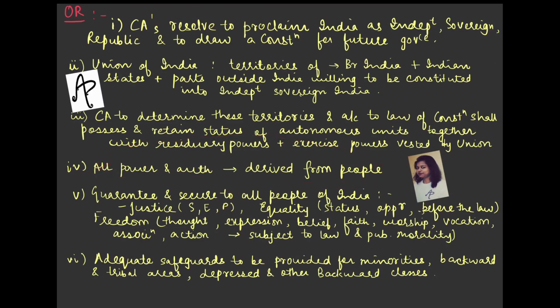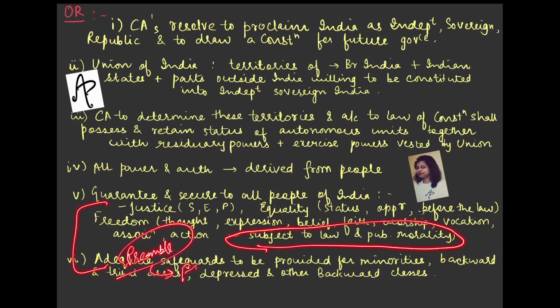resolution also wanted to. Also, the objective resolution talked about guaranteeing and securing to all the people of India, what all things? Justice, social, economic, political, equality of status, opportunity, equality before the law, freedom of thought, expression, belief, faith, worship, vocation, which means any job that you want to take up, association, action, etc. Subject to law and public morality. Now focus on these points. Many of these points you are anyway seeing in the preamble. And a couple of those things that you don't get in the preamble, you see that in the fundamental rights.